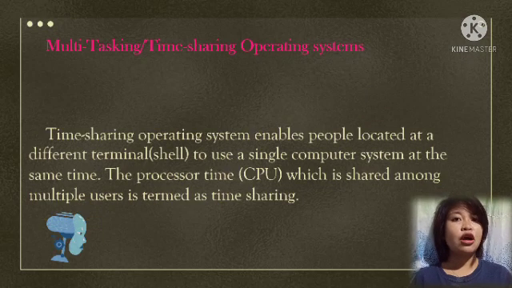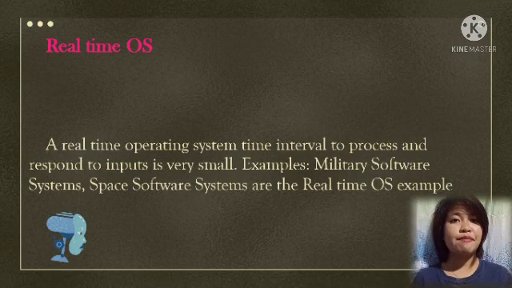Multitasking or time-sharing operating system. A time-sharing operating system enables people located at different terminals or shells to use a single computer system at the same time. The processor time or CPU, which is shared among multiple users, is termed time-sharing. Real-time operating system. A real-time operating system responds to inputs in very small time. Examples: military software systems and space software systems are real-time operating systems.